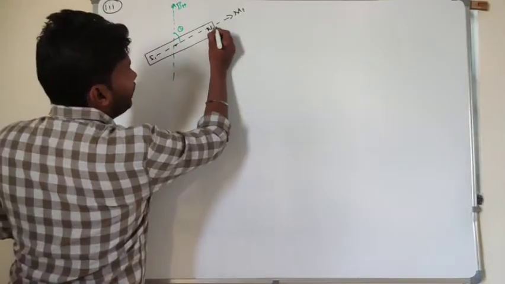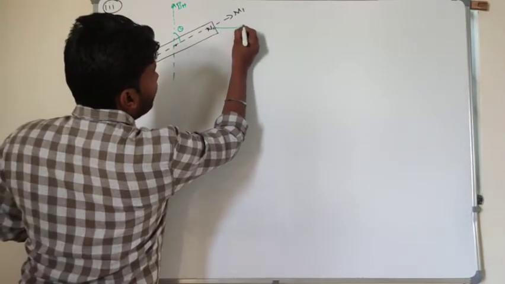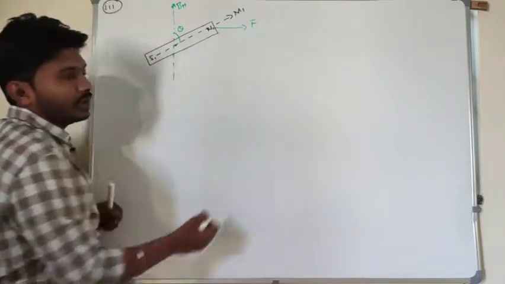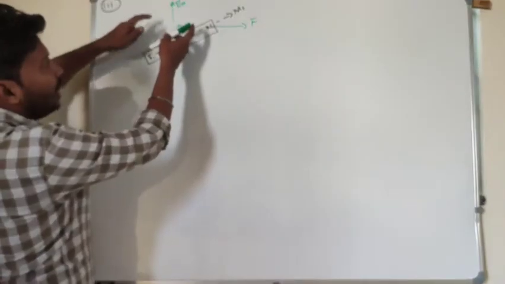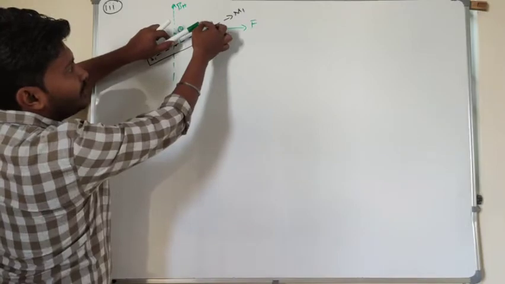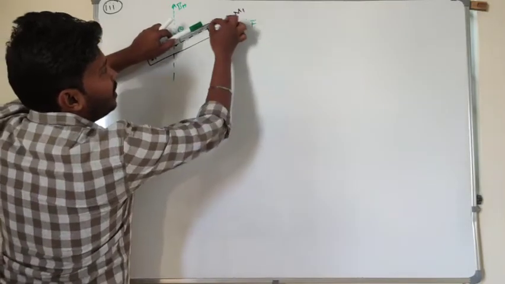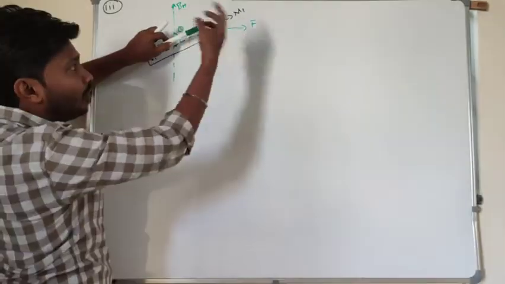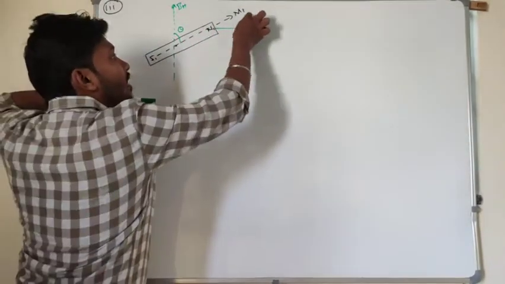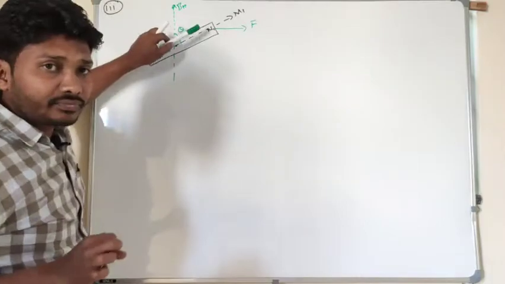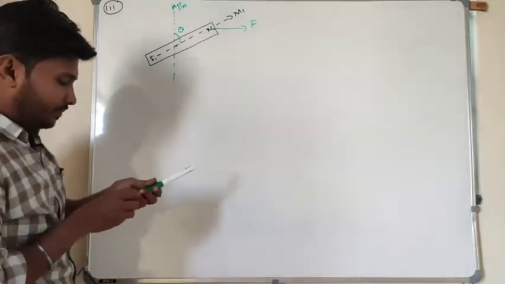Now I will take one string and apply the force in this direction. Look at here, this is one magnet, right? Now I will take one string and apply the force towards the east direction. Then I want to find out what is the tension in the string, meaning what is the value of the force acting on the dipole. I need to find that out here.